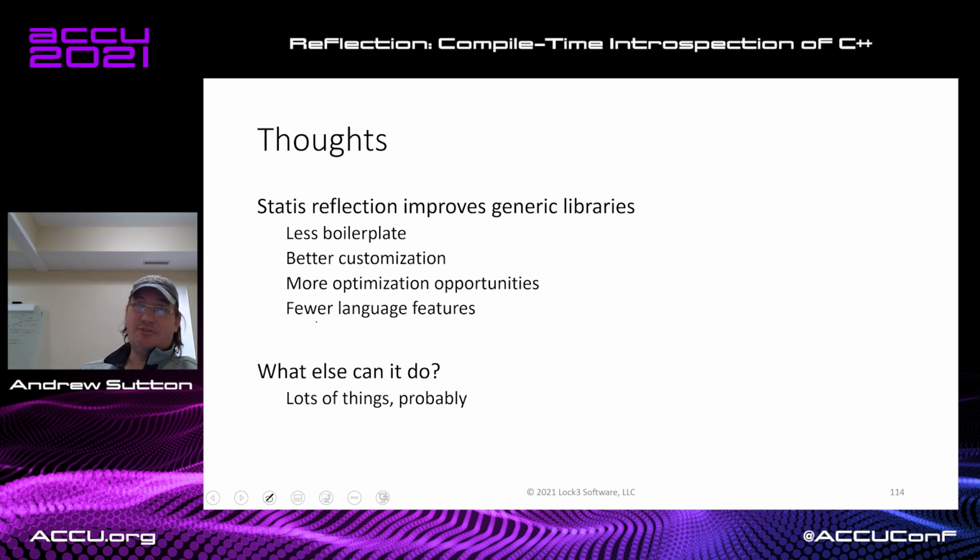I think we get easier optimization opportunities, or they're easier to find, although that has as much to do with concepts again as reflection. And we definitely end up with fewer language features. We don't have to keep dipping into the compiler to implement things like has unique object representations, or is basic data type, or is standard layout, for example. These can all be library features in the future. And there's probably a whole bunch of things that I'm missing.